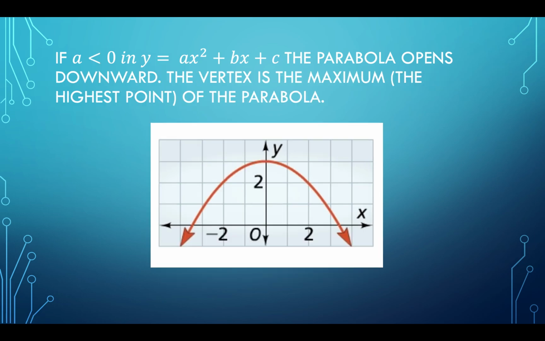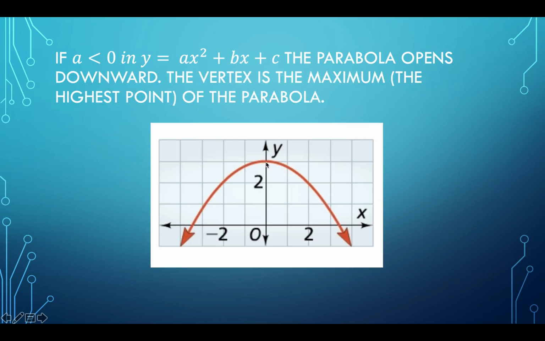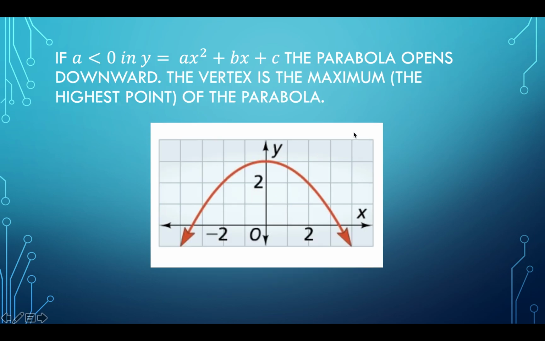And then over here, if a is less than 0 in y equals ax squared plus bx plus c, the parabola opens downward. The vertex is the maximum, or the highest point of the parabola. So over here we see minimum, the lowest point, maximum is the highest point. So minimum, when we have that, it's going to open up. Maximum, when we have it, it's going to open down.